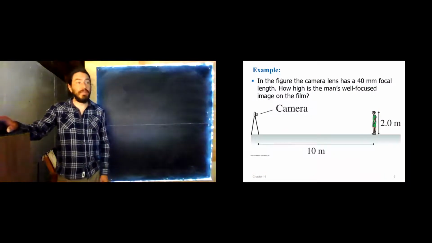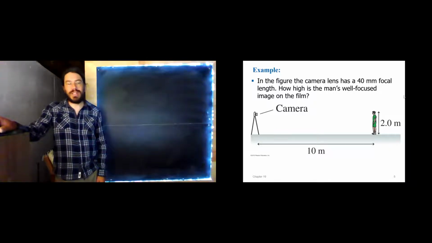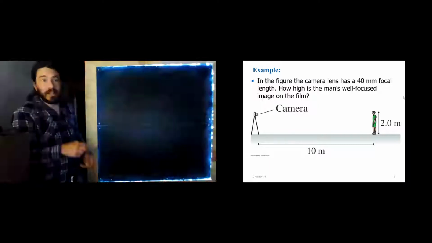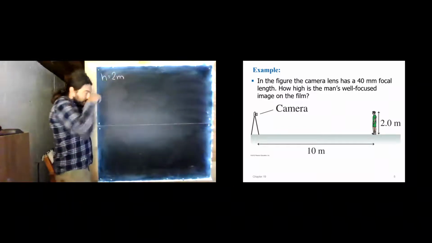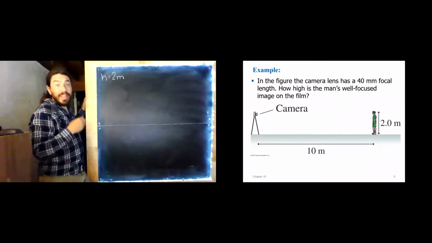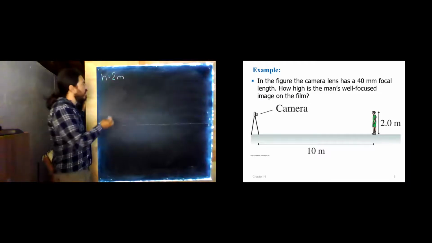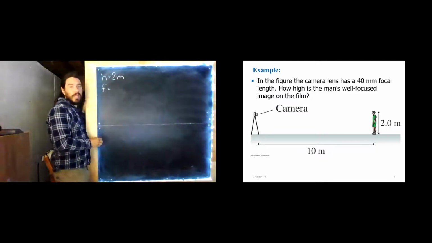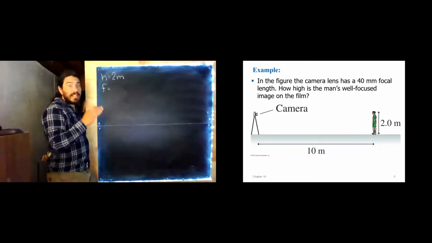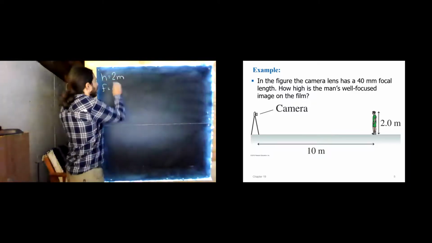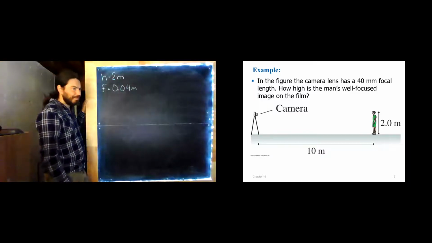All right, let's do this example real quick. In the figure, the camera lens has a 40 millimeter focal length. How high is the man's well-focused image on the film? They give us the height of the object, 2 meters. In order to figure out how tall the image is, we need to figure out the magnification. What else did they give us? They gave us the focal length, 40 millimeters. A converging, convex lens has a positive focal length, so we write f = 0.04 meters, positive.